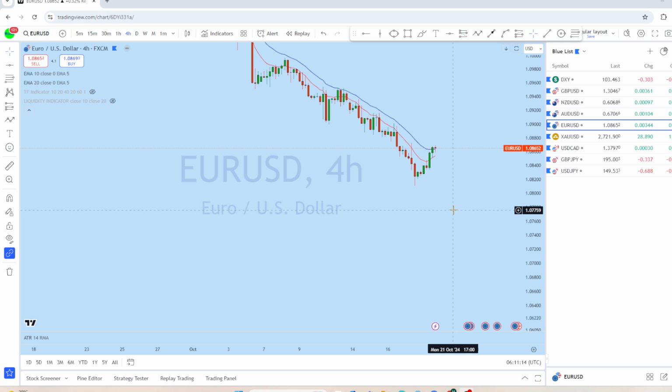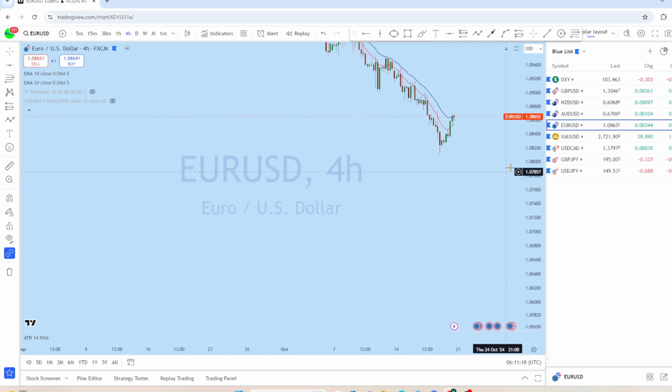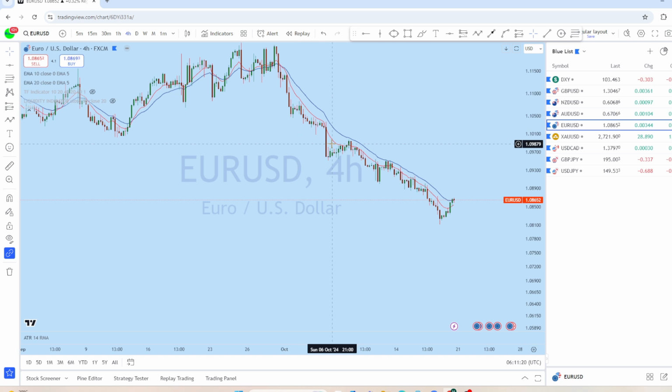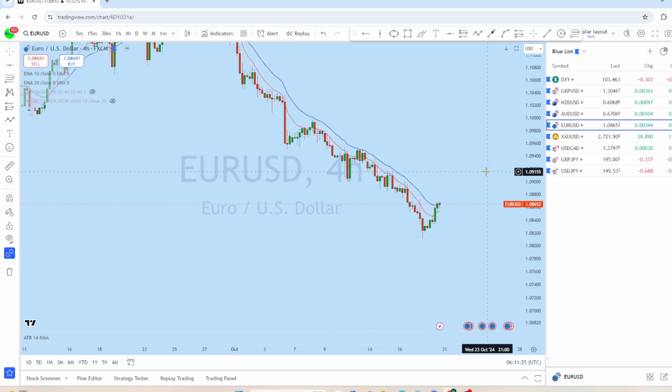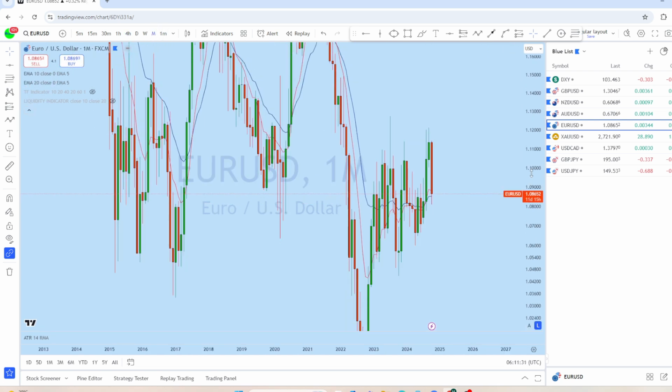Let's look at euro dollar. Let's see what kind of opportunity we have in this market. Now on euro dollar, this past week we have seen a downtrending market structure. The price was highly volatile on euro dollar. Now let's look first of all at the monthly chart to see the overall picture in the market.